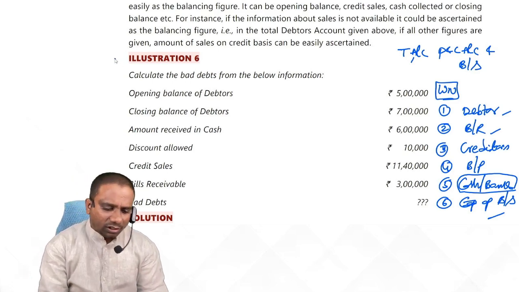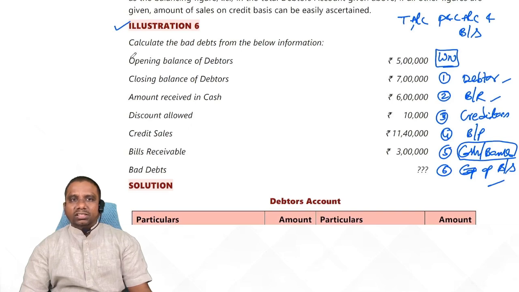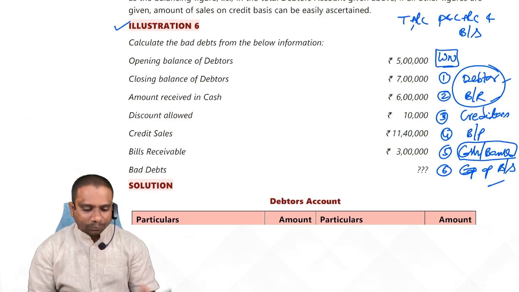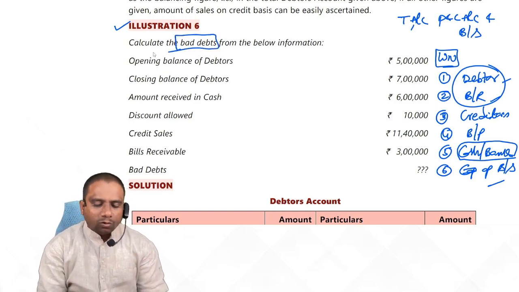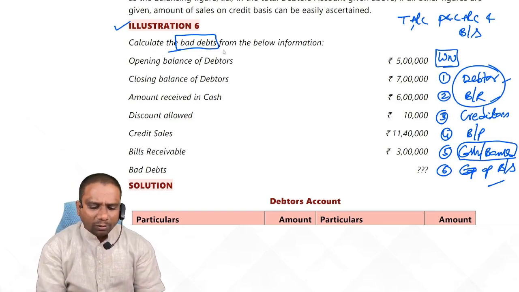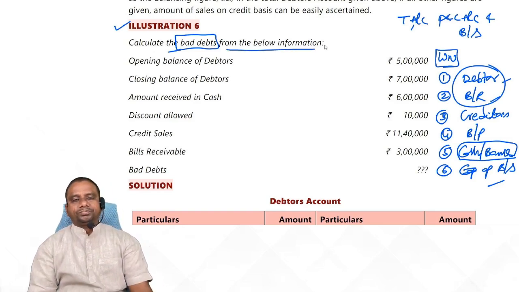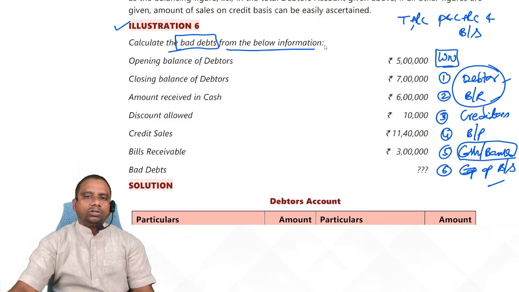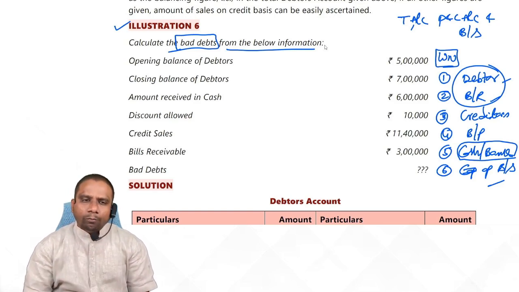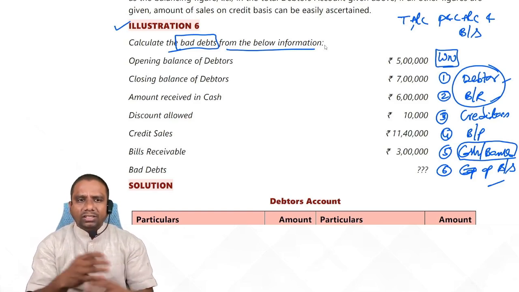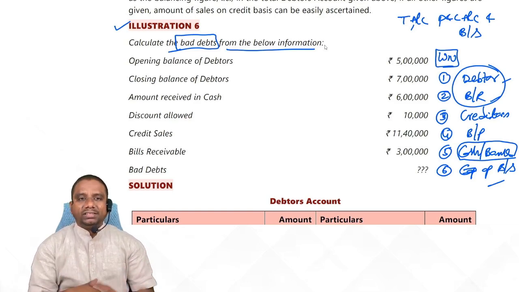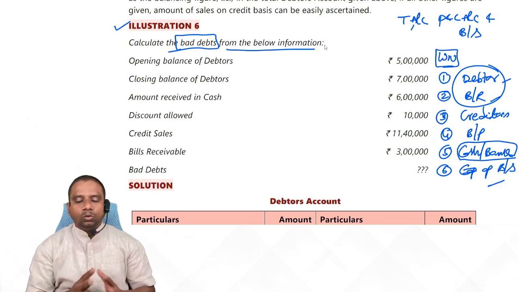So now look at illustration 6. Illustration 6 is regarding debtors account: how to prepare debtors account and bills receivable account. Calculate bad debts from the following information. This type of problem they gave earlier, students, in the September 2024 paper. First, remember one more thing: here we are converting incomplete information into complete information. Most of the information given in the problem might be recorded in two places. Do remember that.